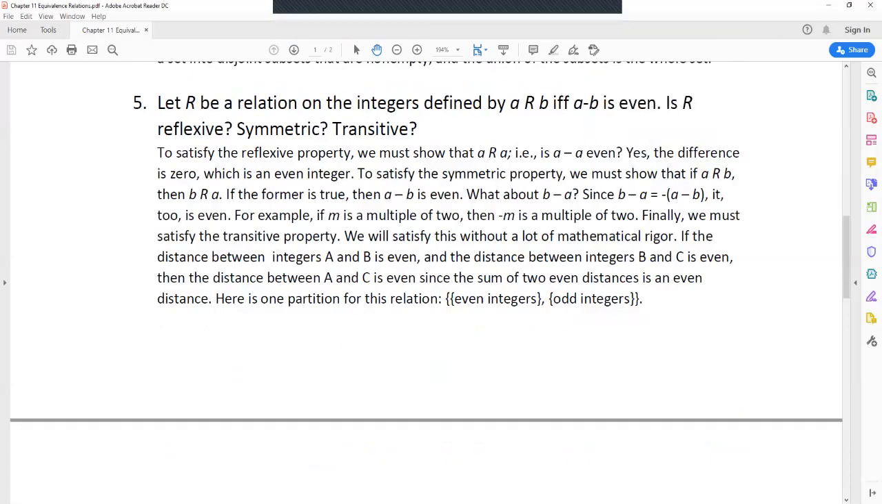Number 5, let R be a relation on the integers defined by A relates to B if and only if A minus B is even. Is the relation reflexive, symmetric, transitive? So we'll answer all of those questions after we take a look and see what's going on with this particular relation.